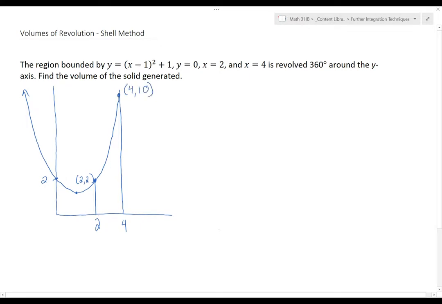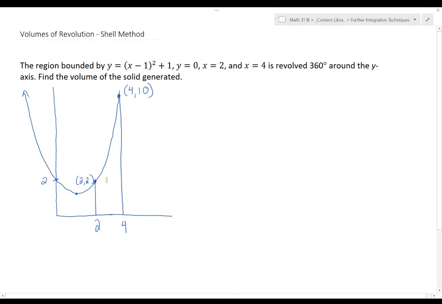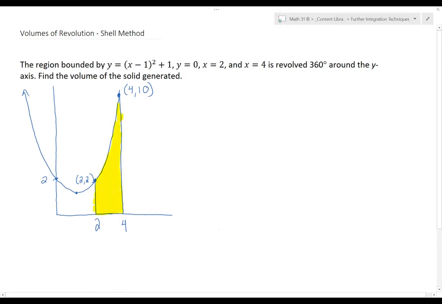We have y equals 0, so the x-axis. So the region that we're talking about here is this region right here, and we want to revolve it around the y-axis. So the region is formed on the x-axis, but I'm wanting to revolve it around the y-axis. And that's possible using the disk method, but it is a little tricky.